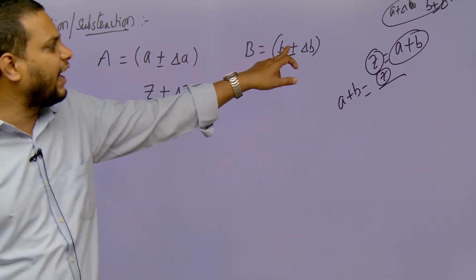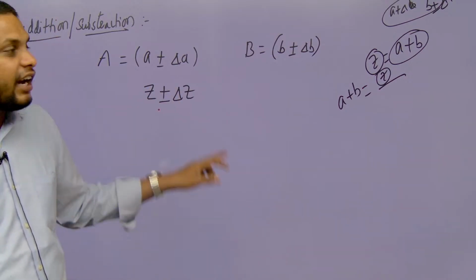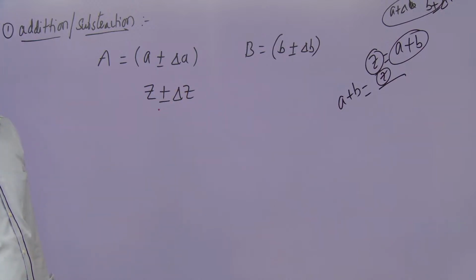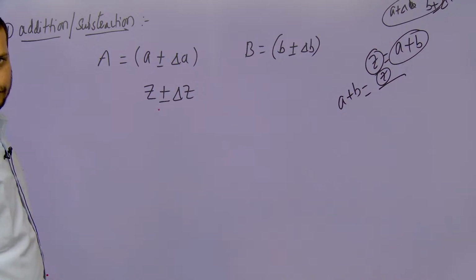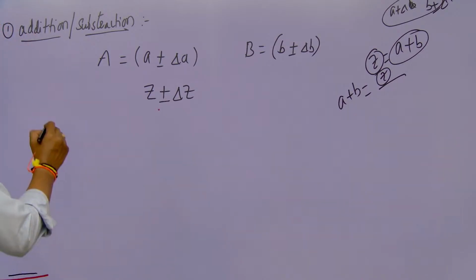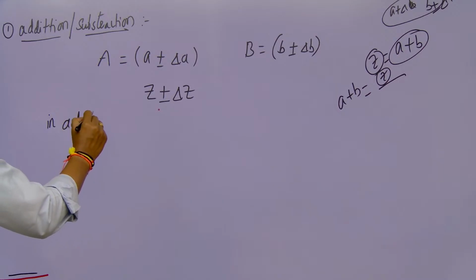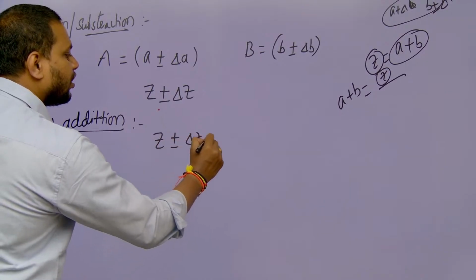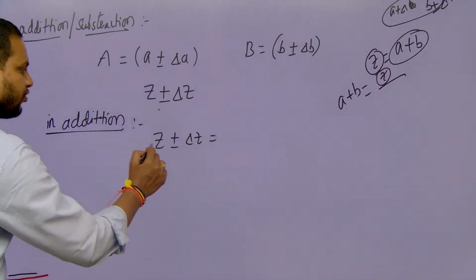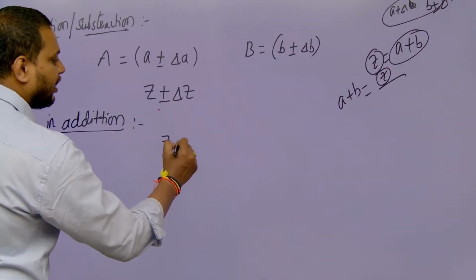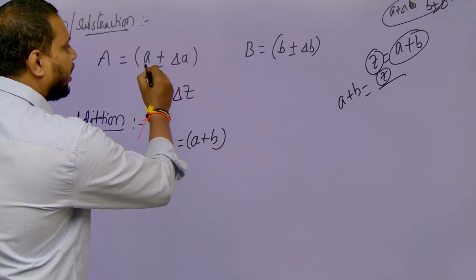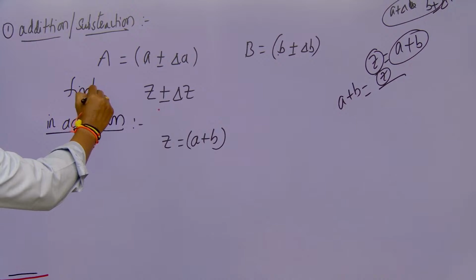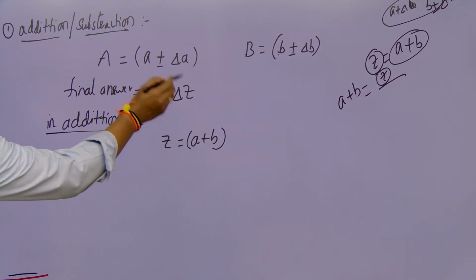If we directly add a plus b, z comes, and that's it. But here there are errors, and because of these errors there will be error in the final answer also. That error is nothing but delta z. Now understand in addition: z plus or minus delta z. First I will take the z value. Z you can write as a plus b, so directly add a plus b. Is this the final answer? The final answer is z plus or minus delta z.